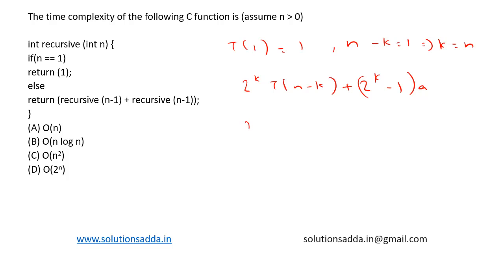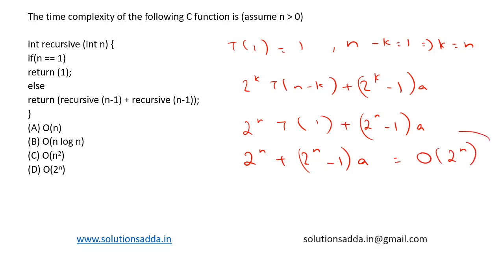So our solution becomes 2 to the power n into T of 1 plus 2 to the power n minus 1 into a, which will be equal to 2 to the power n plus 2 to the power n minus 1 into a, which is equal to order of 2 to the power n. So the time complexity would be option D, order of 2 to the power n.